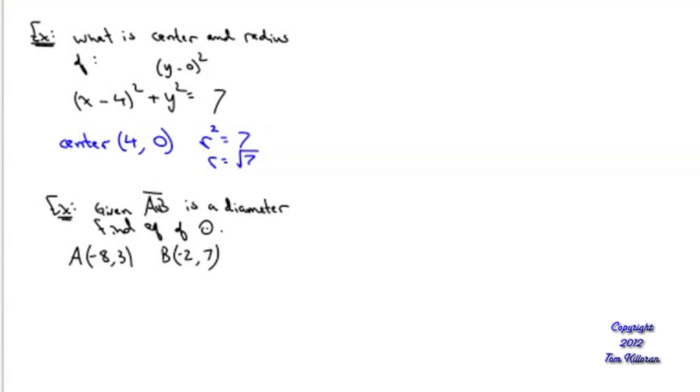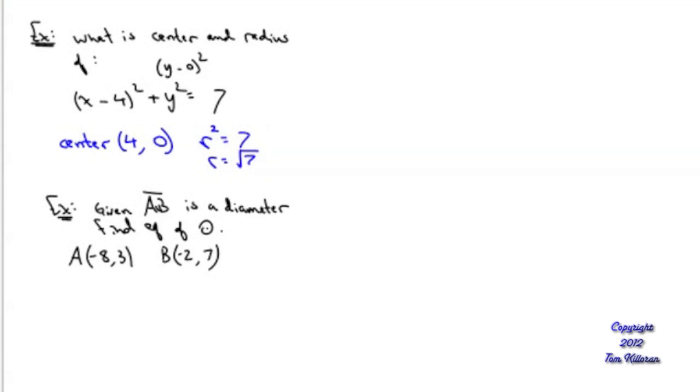So, given that I have a diameter, how do I find the equation of the circle? What do I need to find? Well, I need to find the center and a radius. That's just your goal. Kind of like with lines, you need to find a slope and a point. So, what do I need to find first? Or what can I find first?